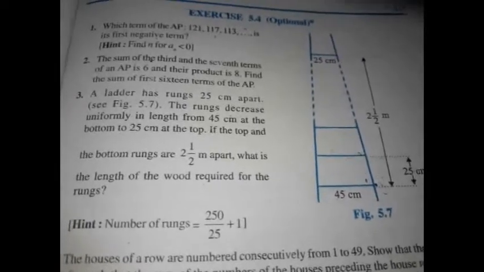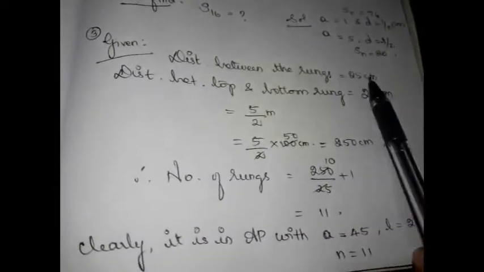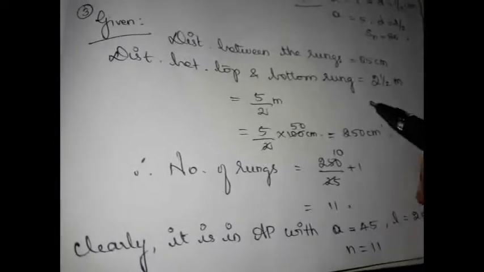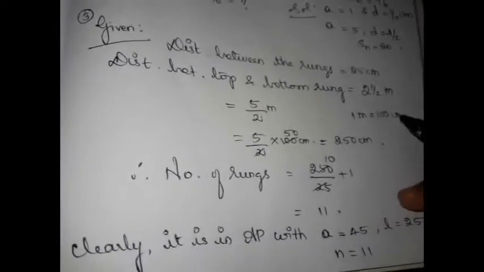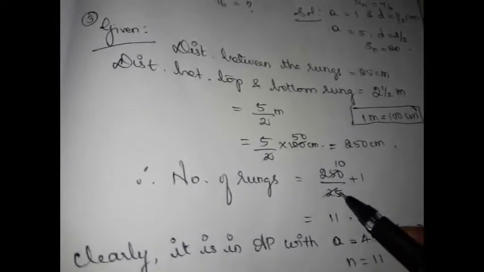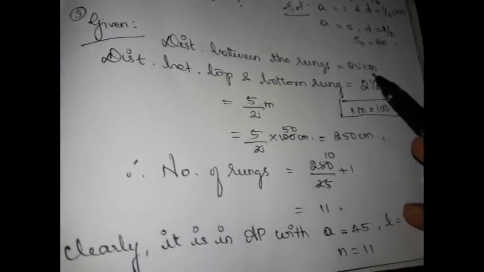Yes. So let us see how we can solve this now. See what is given in the question. Distance between the rungs is 25 centimeter. Distance between top and bottom rung is 2.5 meter. So as I told you, you should convert it to the same unit. So we are converting it. 2.5 meter means 5 by 2 meter. Now 1 meter is equal to how many centimeter? 1 meter is equal to 100 centimeter. So how will you convert meter to centimeter? You need to multiply it by 100. So we got 250 centimeters. So the number of rungs is 250 divided by 25. From where did we get this 25? Distance between the rungs, right?